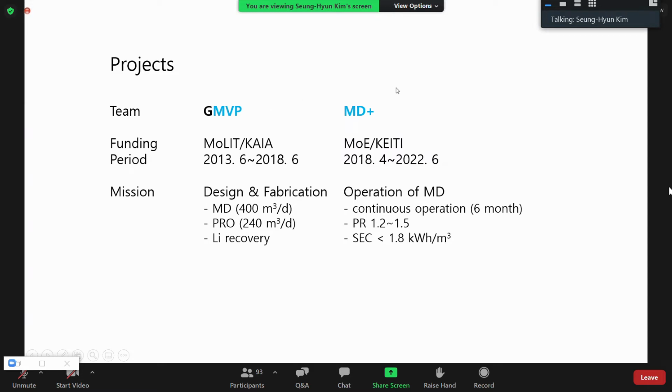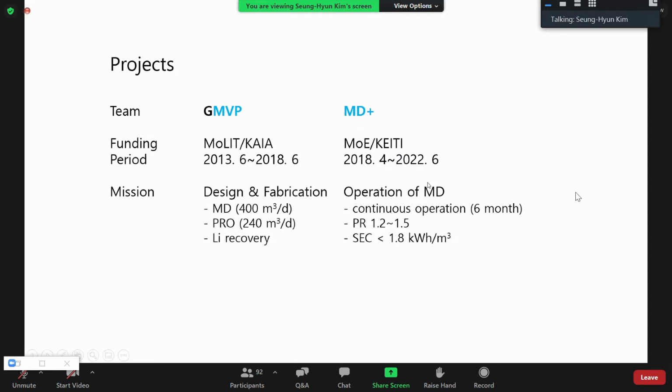Then a second project started just after the first project. We call this research team MD Plus, funded by Ministry of Environment and KT. This is a 4-year project. This one is still ongoing. It's going to complete next June.